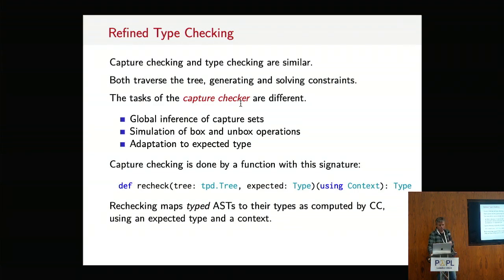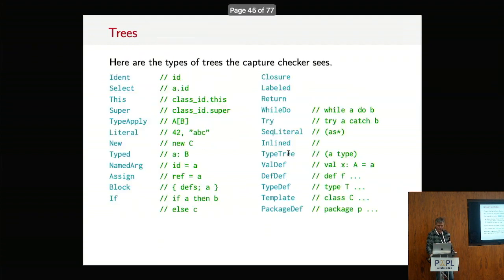Okay, and what it needs to do is infer these capture sets, and it needs to essentially simulate the box-unbox operations because they influence the capture sets in the environments. Just for a quick look, these are the kind of trees that we see. There are more trees than in Haskell, but not terrible. It's still manageable, about 25 trees or something like that. So ident, select, this, super, type apply, literal. So you see the shape. It's essentially a simple language that has objects and functions and the basics.